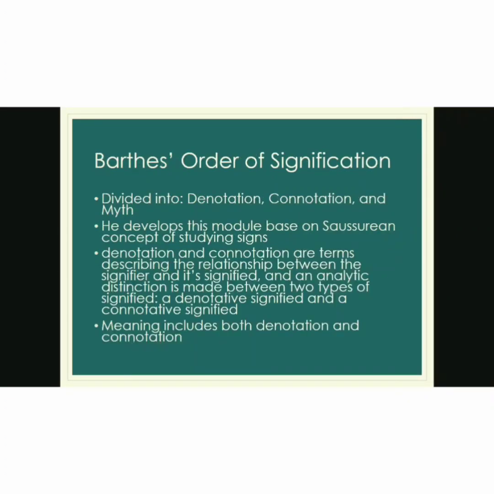And next, I want to give some material about the orders of signification, divided into denotation, connotation, and myth. And Barthes develops this model based on the Saussurean concept of studying signs. Denotation and connotation are terms describing the relationship between the signifier and its signified. An analytic distinction is made between two types of signified, a denotative signified and a connotative signified. Meaning includes both denotation and connotation. Just remember connotation and denotation.